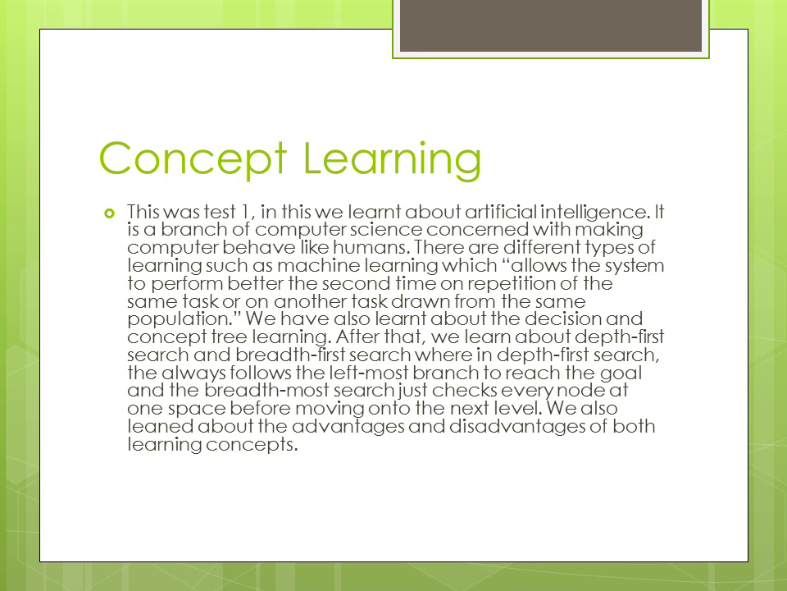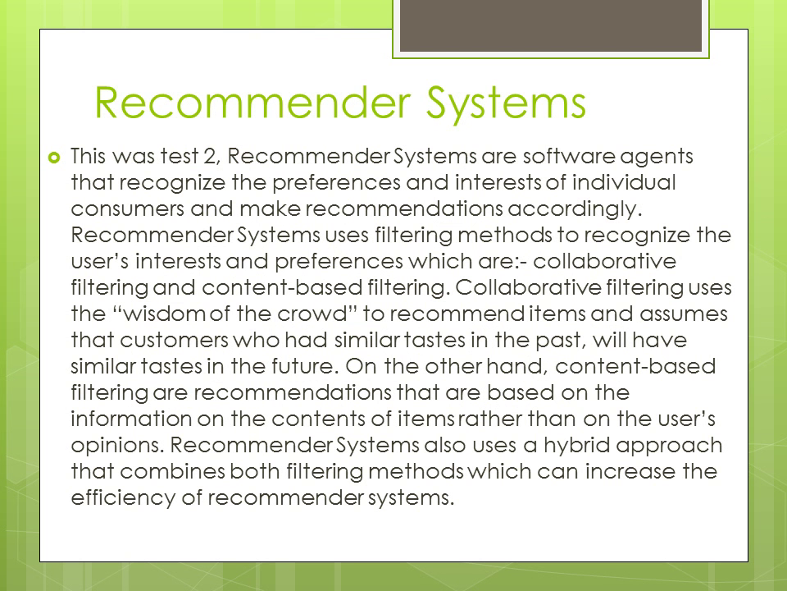Concept learning. In this, we wrote our test one. It's all about artificial intelligence and how they behave like humans, and how they solve a problem or a task to get to the endpoint. Recommender systems, this was our second test. We see that they are software agents, and that these recommender systems help us to find what we need. Like suppose we go on Google and we find what we need, and we also find links related to it.